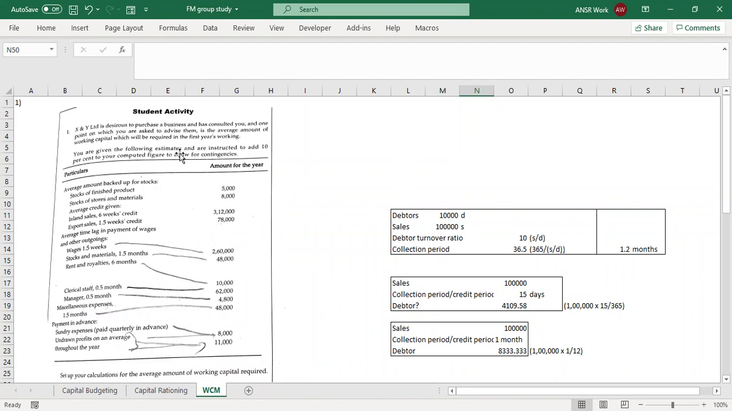Sorry, the sentence reads: you are given the following estimates and are instructed to add 10% to your computed figure to allow for contingencies. The question very simply says just add 10%. Blindly add 10%. Don't think about it. Don't stress on it. Just add 10%.